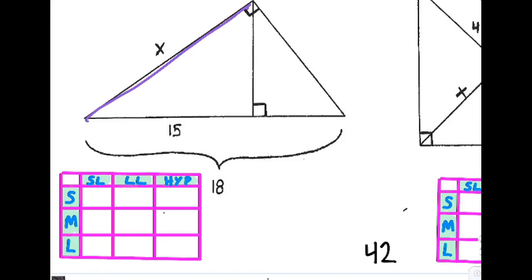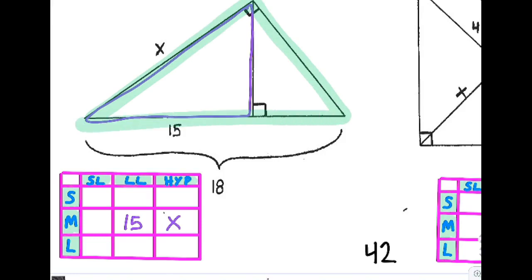Okay, so it looks like I definitely have a medium triangle here. Nothing's really going on with the small. I don't have anything labeled over there. But the medium has a long leg of 15, again medium, and a hypotenuse of x. Looks like I have something going on with the large triangle. The large triangle has a long leg of x and a hypotenuse of 18. So this one's going to be x squared equals whatever 15 times 18 is.